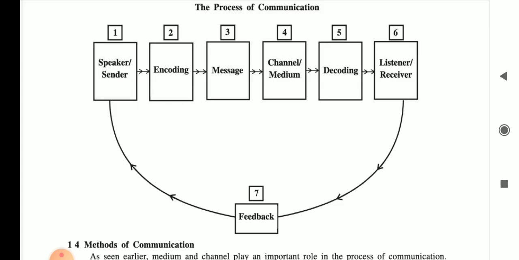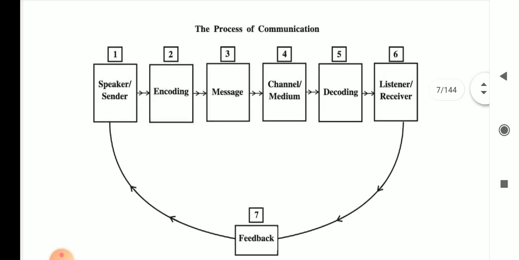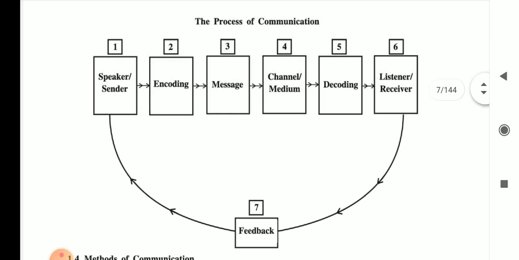Next one is the channel or media. Friends, it is the most important part of this process of communication. Without any kind of medium, you are not able to communicate with each other. If you are going to travel in space, at that time you are not able to communicate with each other, because there is no air, and it is not possible to communicate during the process.